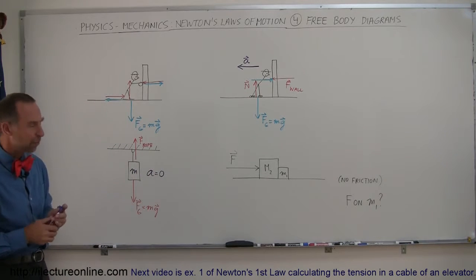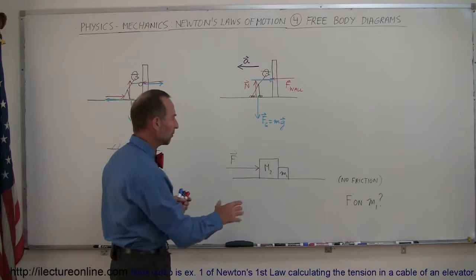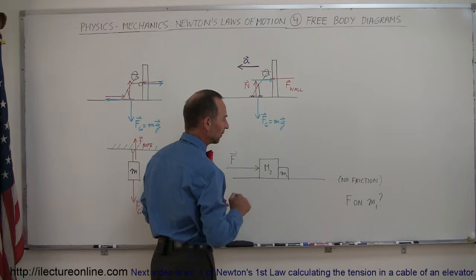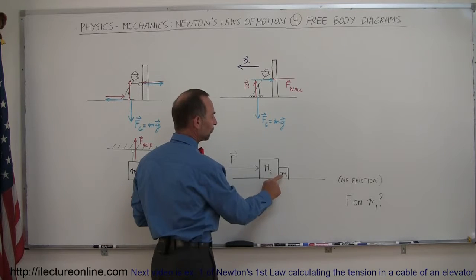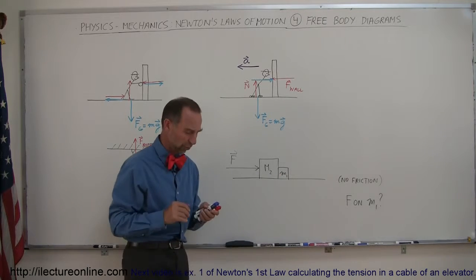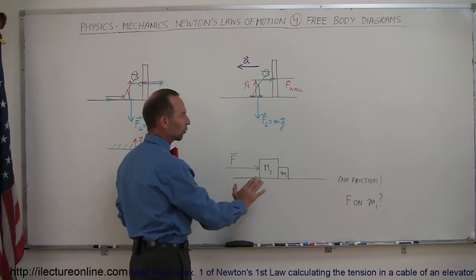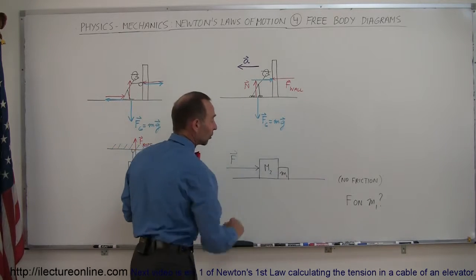Then we look at this case right here. That's kind of a unique case. We have two objects on the ground. Let's say there's no friction between the objects and the ground. And we want to know what is the force on M1. What is the net force on M1? Now notice there's a force pushing both blocks, and it is of course going to accelerate both blocks to the right.